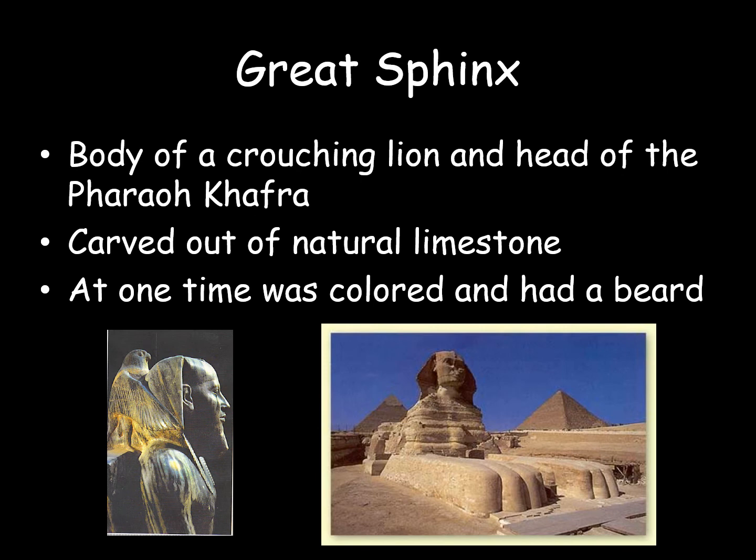So this Great Sphinx in Egypt is important because you may have to see this again on the SOL, a picture of it, and they may ask you what this is. So this is the Great Sphinx. It's the body of a crouching lion, the head of the pharaoh Khafra. It's carved out of natural limestone, and at one time was colored, and Khafra had a beard.